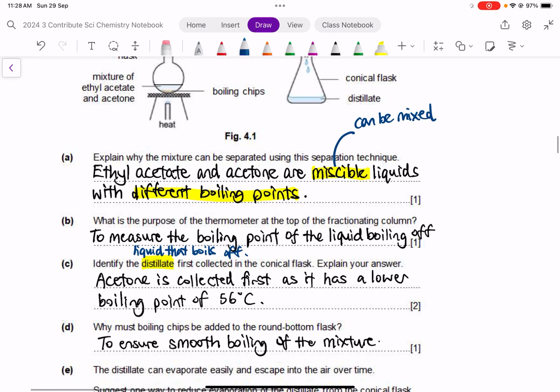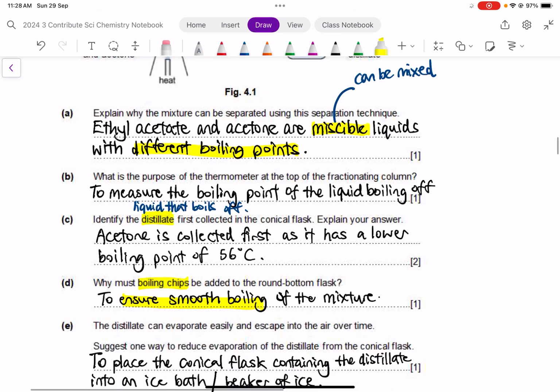And finally, why must boiling chips be added? It is to ensure smooth boiling of the mixture. The idea of boiling chips is really to ensure the boiling is not overly violent, because boiling results in a lot of bubbling and that could cause a flask to crack if there were no boiling chips. So boiling chips ensure smooth boiling.